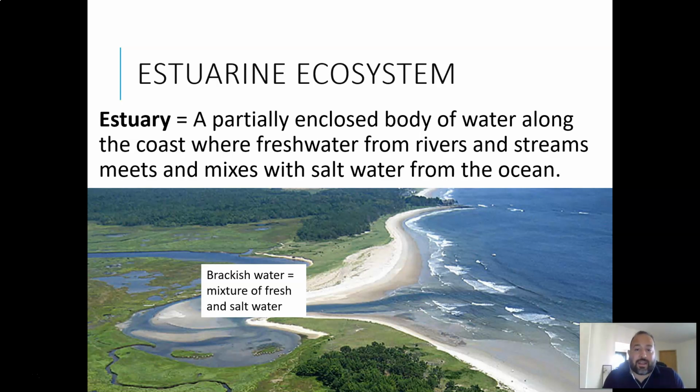So an estuary is a partially enclosed body of water along the coast where fresh water from rivers and streams meets and mixes with salt water from the ocean. The mixture of fresh water and salt water is called brackish water. So if you ever hear the term brackish water, they're talking about where fresh water and salt water mix. And there are species that can either tolerate the brackish water or live specifically in that brackish water.